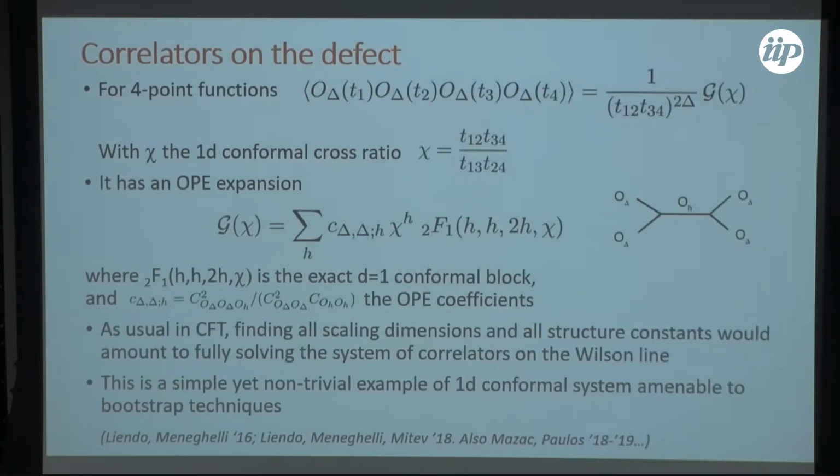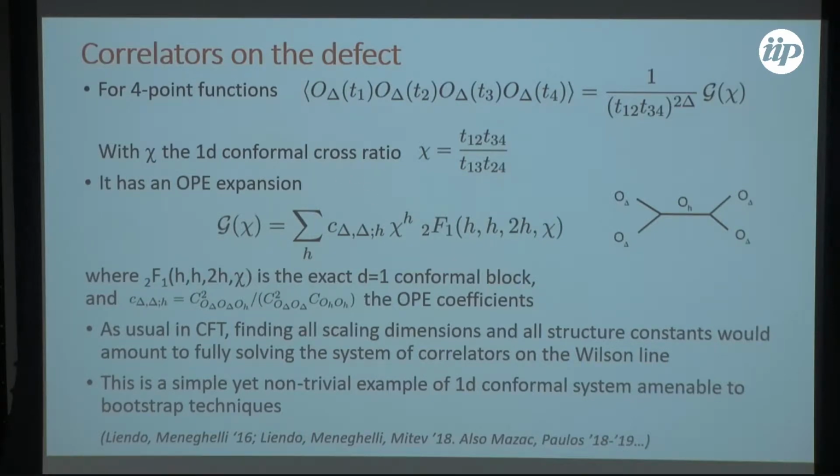Okay, so four-point functions are more non-trivial, as we all know. So in one dimension, the four-point function is constrained by conformal symmetry to take this form. So unlike higher dimensions, it is specified by a function of only one variable, because there is only one conformally invariant cross ratio in one dimension, which is this chi defined here.